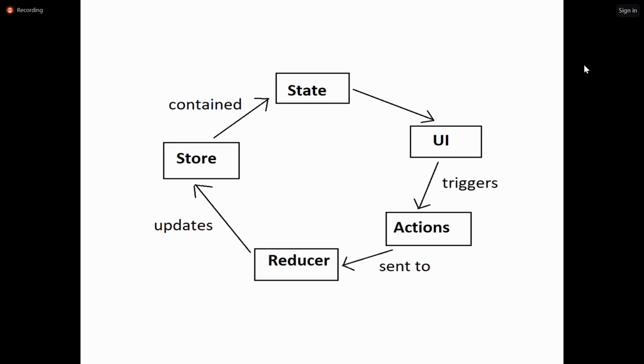So that is the basic flow. It will start from the store. Data is kept in the store. We access it by using state, and we display it in the UI, then actions.